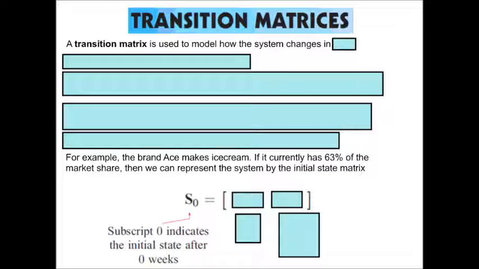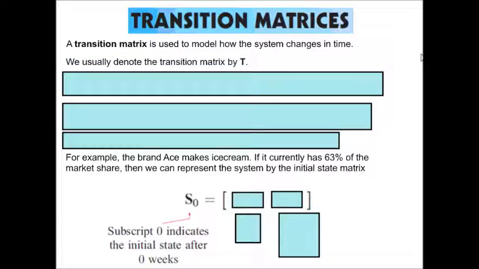In this video we'll look at transition matrices. Now a transition matrix is used to look at what happens over a period of time, so it could be on a daily, weekly, monthly or even yearly basis. And we let T be the transition matrix.